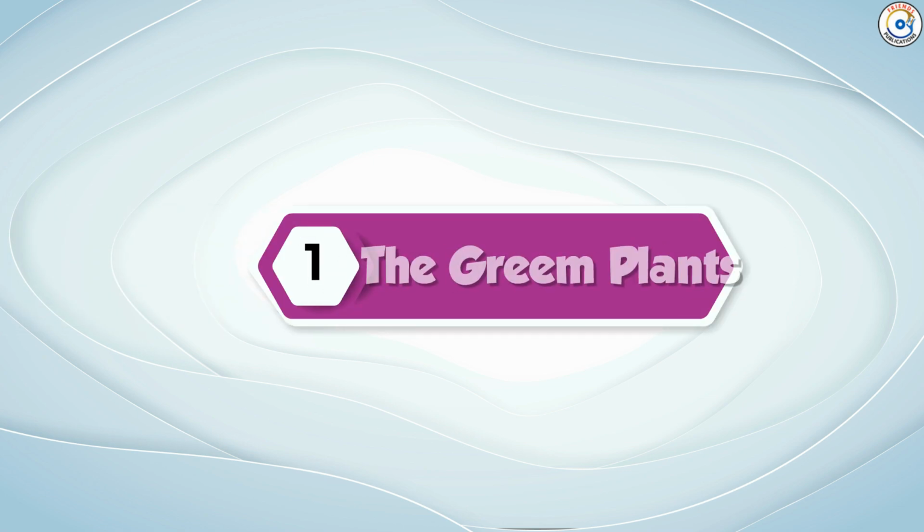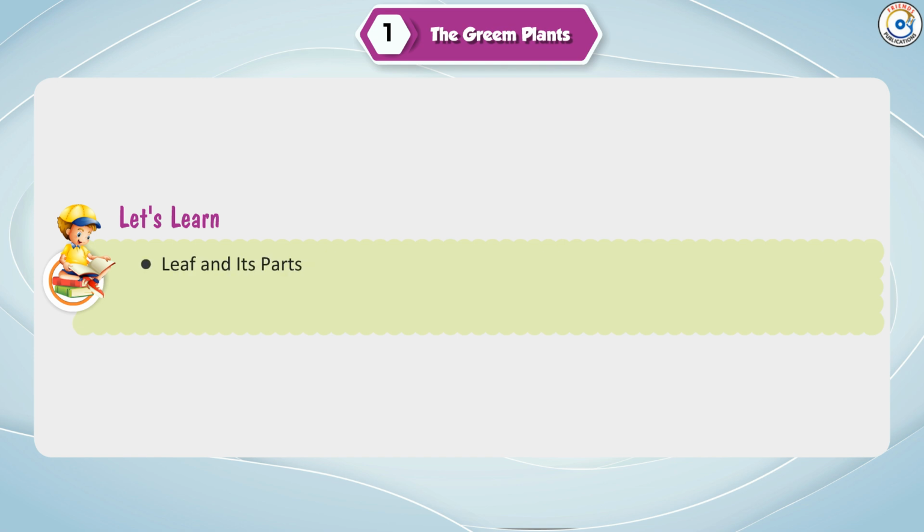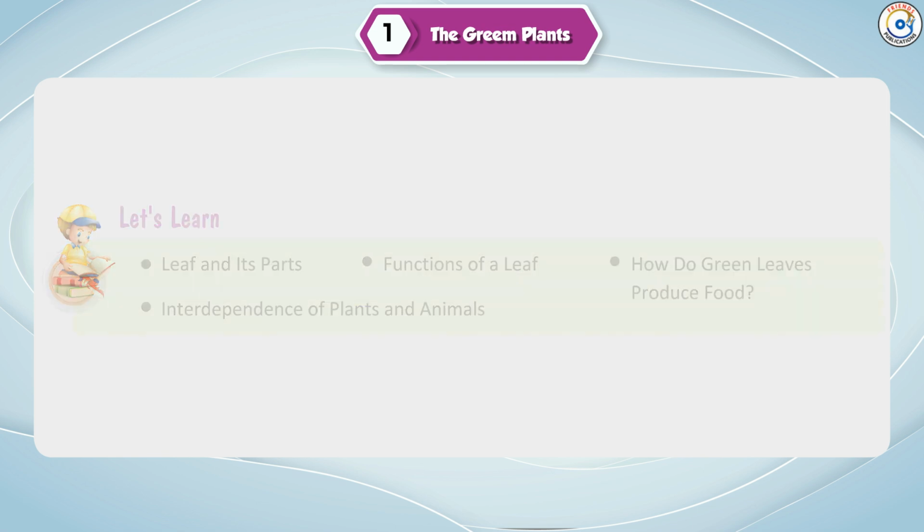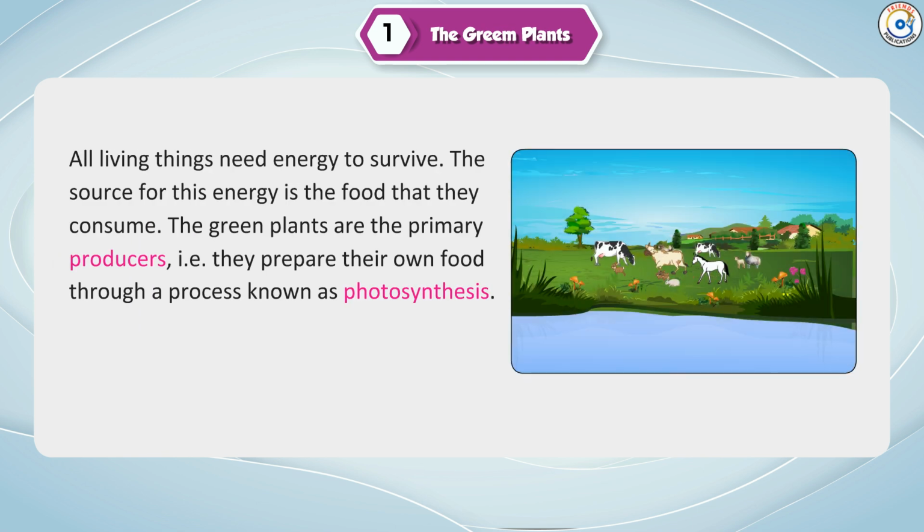Chapter 1. The Green Plants. Let's learn leaf and its parts, functions of a leaf, how do green leaves produce food, interdependence of plants and animals. All living things need energy to survive. The source for this energy is the food that they consume.